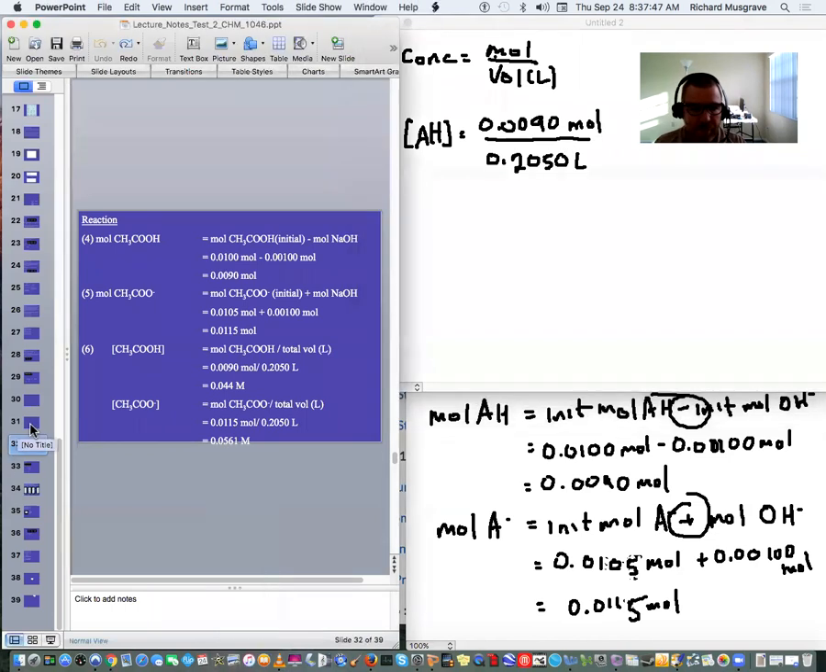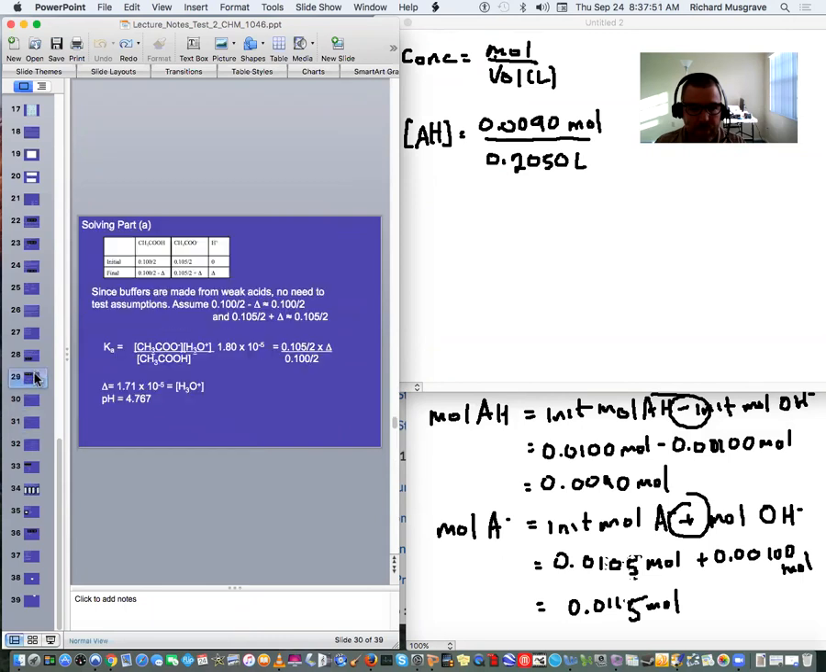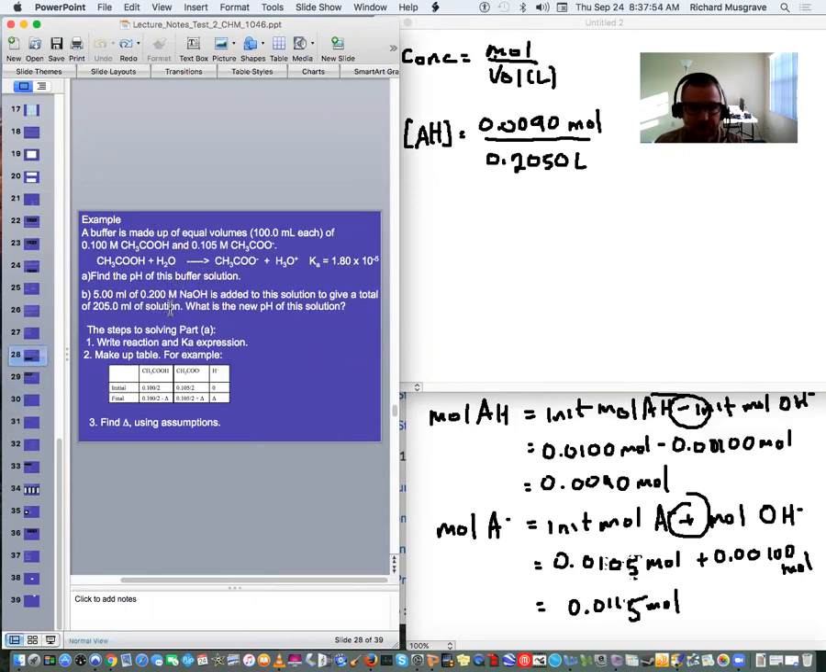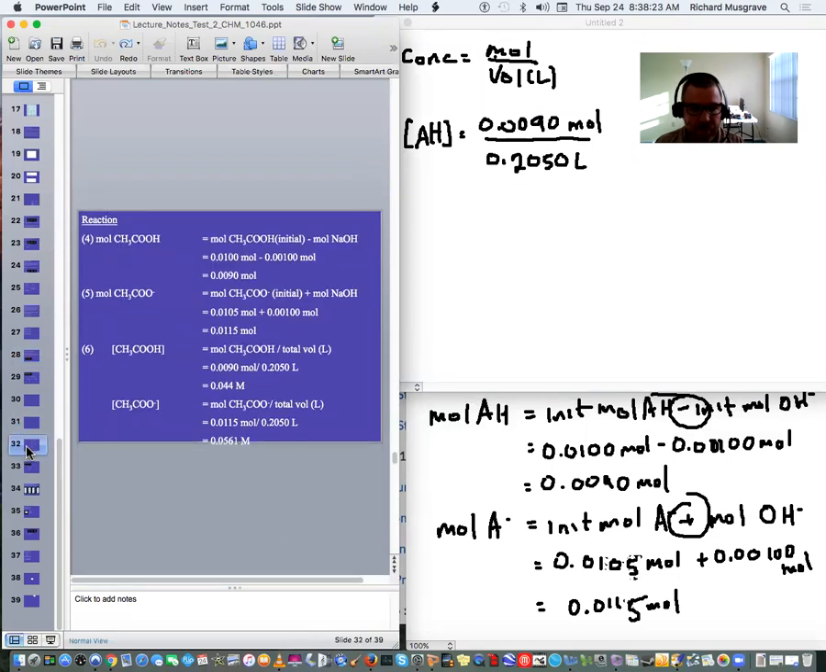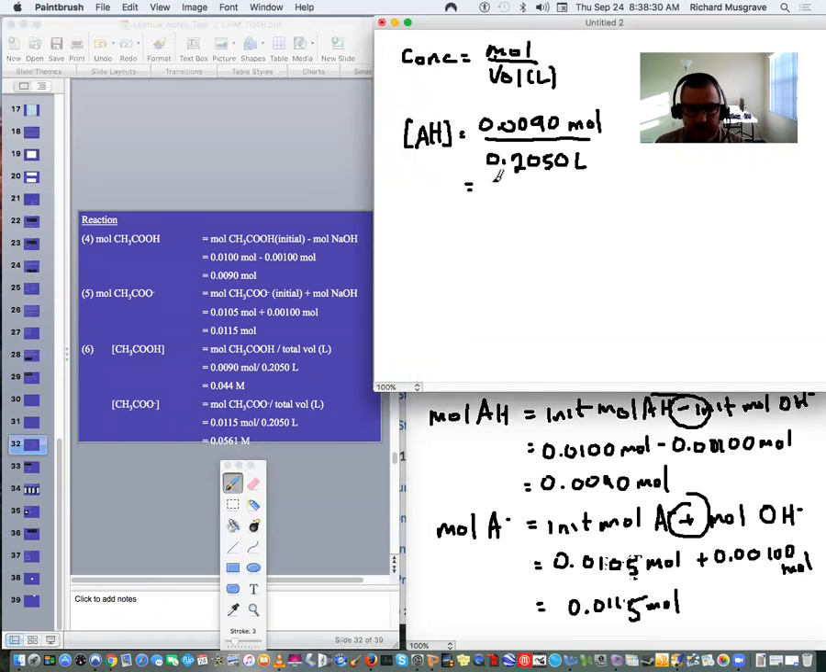If we go back to the initial problem, we're actually told that the total volume of solution at the end, after we've added the 5.00 mL of sodium hydroxide, is 205.0 mL. We get that from 100.0 mL of each component of the buffer to give 200.0 mL, and then the extra 5 that we're adding for the sodium hydroxide. So that's where that 0.2050 comes into play. So the concentration we're looking at there is going to be 0.044 molar.